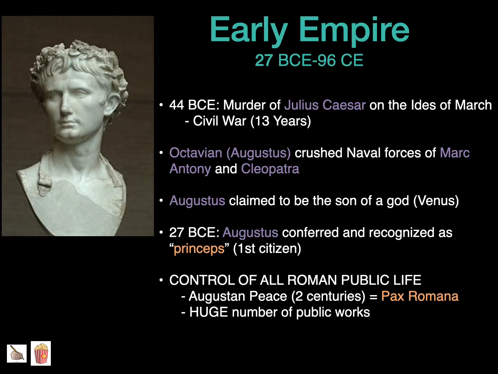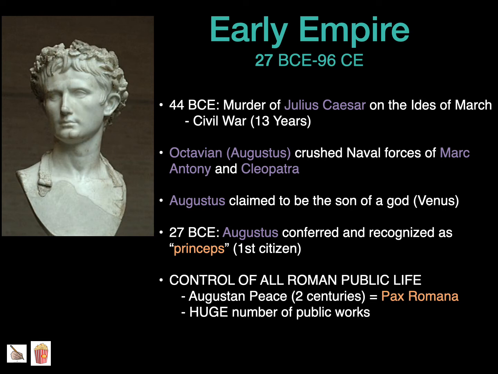The early empire was between 27 BCE and 96 CE. Around 44 BCE, there was the murder of Julius Caesar on the Ides of March that resulted in a civil war that lasted 13 years. The Ides of March simply referred to the first new moon of a given month, which usually fell between the 13th and 15th.